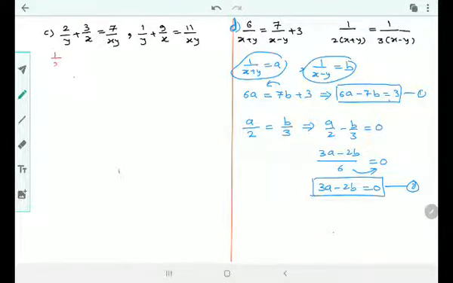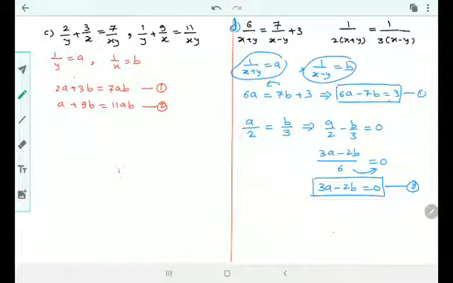Clearly you can understand here 1 upon x is equals to a. Here 1 upon y is equals to b, so that there won't be any problem. What I would get? The equation number 1 becomes 2a plus 3b is equals to 7ab. Hope you understand equation number 1. And a plus 9b is equals to 11ab. I'm doing it in a short way. You have to simplify, you have to explain, represent the answer properly when you are solving it.